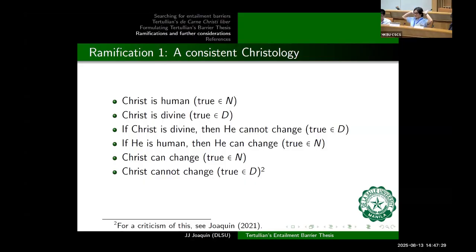So here's the puzzle, right? If Christ is divine, then he cannot change. If Christ is human, then he can change. So you have a contradiction. But if Christ is human, it's just true in the non-divine topic, and Christ is divine, it's true in the divine topic, then we could have a consistent Christology this way. Because the first two statements will be of different topics, same as the entailments, and then you could have a non-contradictory Christology.